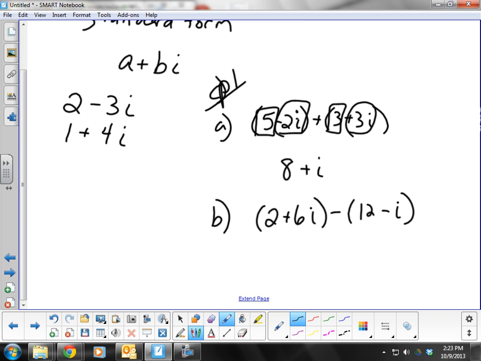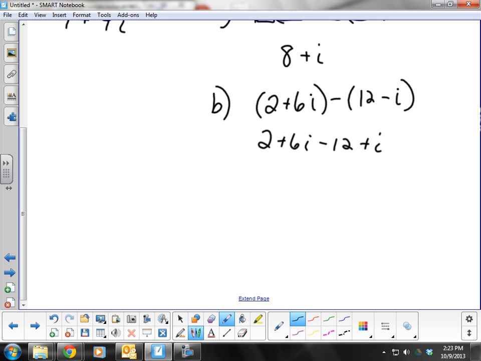All right. Now subtraction. What do we have to be careful of on subtraction? Y'all have already had a problem with this. Got to make sure we distribute it out. So this is 2 plus 6i minus (12 plus i), right? Because I want to subtract off everything in that second set of parentheses. And once I do that, now I'm good.